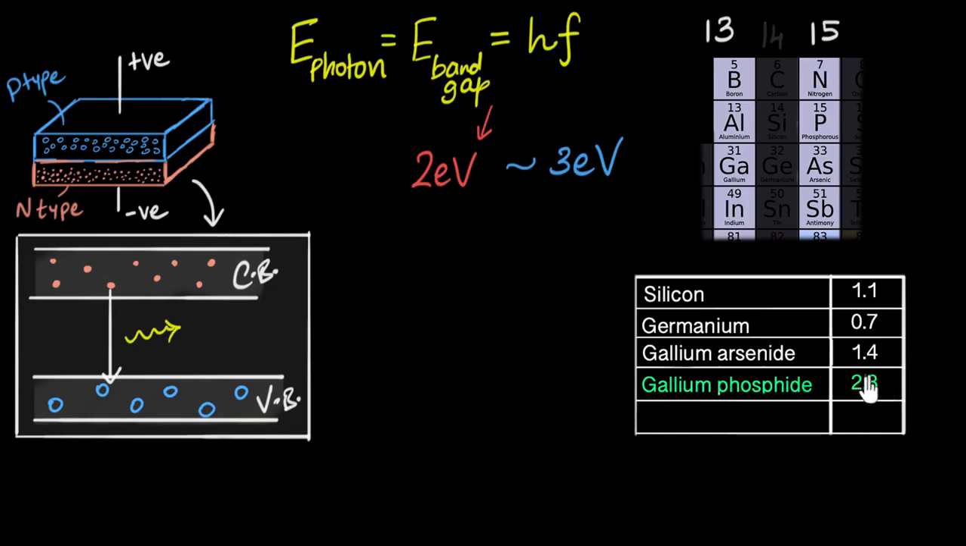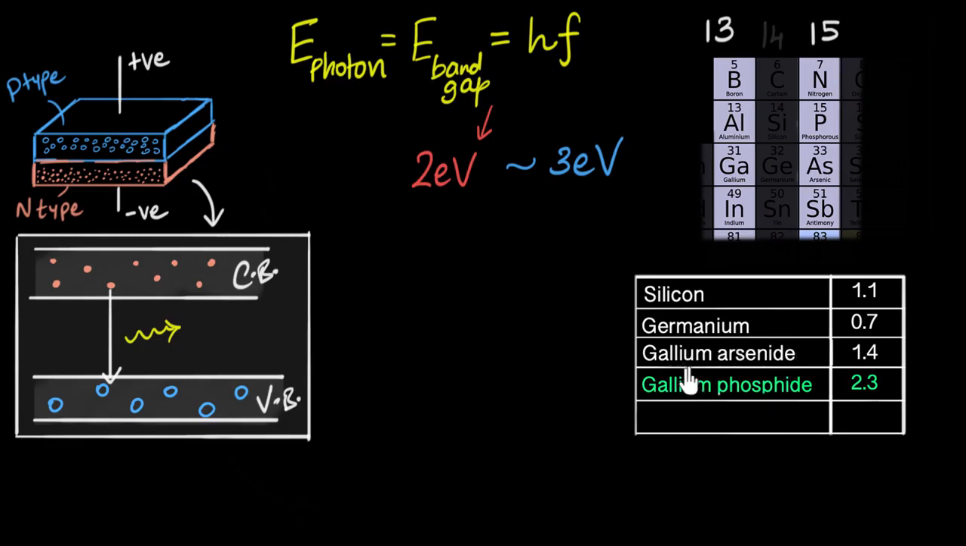What that means is, say for example, you want to get 2. Then you mix a little bit of this one with a little bit of that one, tweak the ratio, and you will get 2. If you want 2.2, add a little bit more of gallium phosphide. If you want about say 1.7, add a little bit more of gallium arsenide.